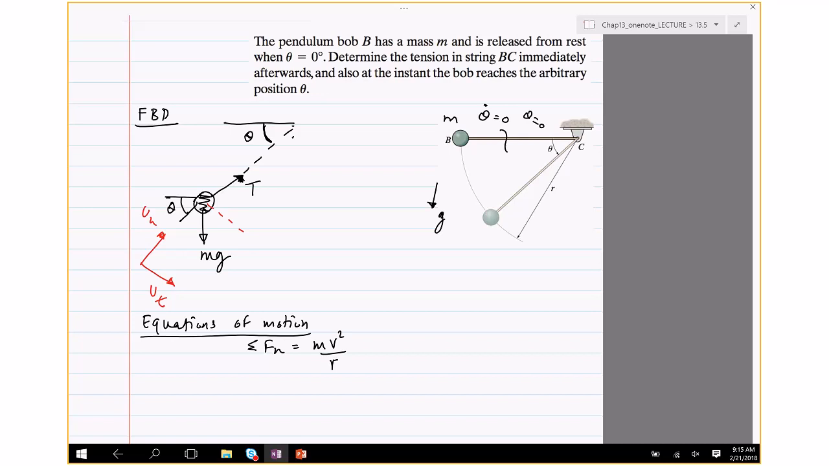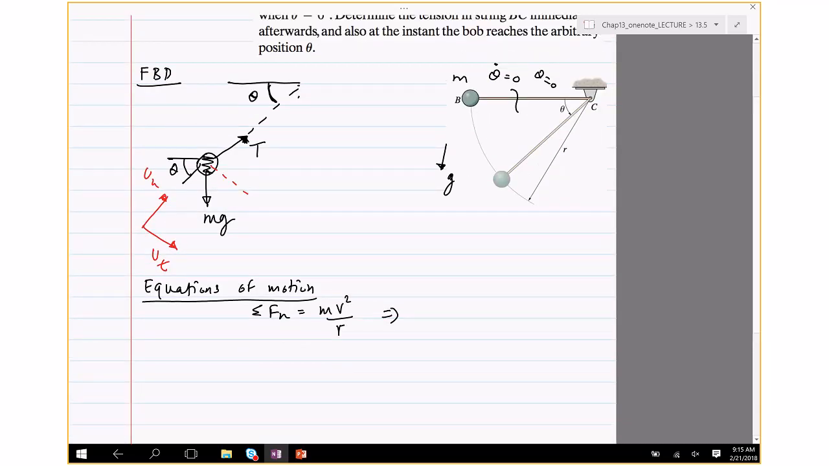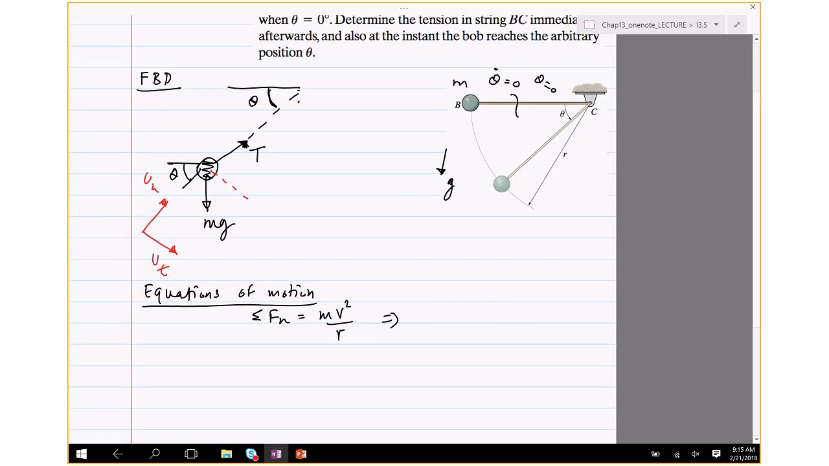Okay, so Fn, you can see that the tension is along the normal direction. So that's going to be positive T because it's pointing in the direction of un. And we're going to resolve mg along un. So that is going to be mg sine or cosine. What's the component of mg in the direction of un? Mg sine theta or cosine theta? Sine theta, right? Because this is also theta, so it's going to be mg sine theta. And I got to put a negative sign because it's in the direction opposite to un, so negative.